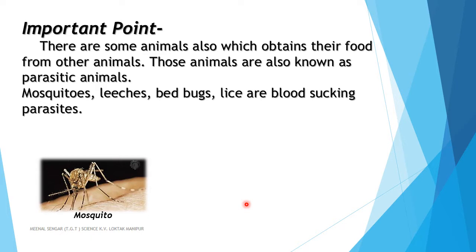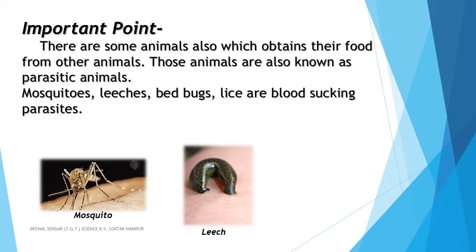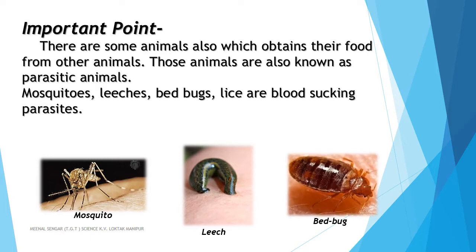It obtains its nutrition from the human as well as from the dog. And this leech, with the help of its mouth, inserts into the body of the man and sucks the blood. And this is a bed bug, which is commonly found in the bed. It also sucks human blood. These are the important parasitic animals.